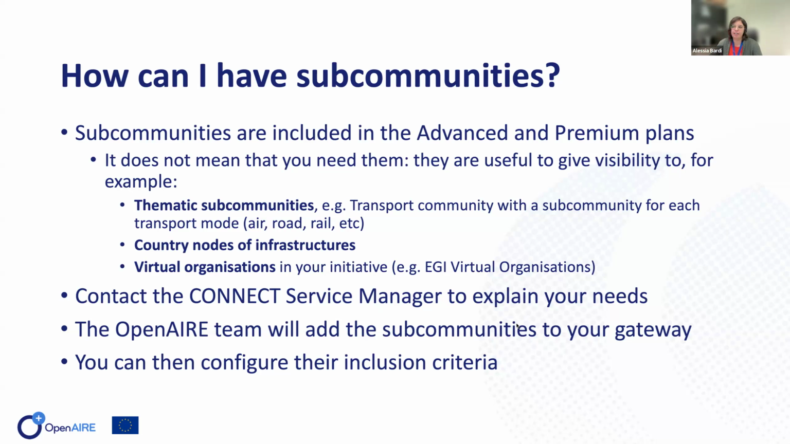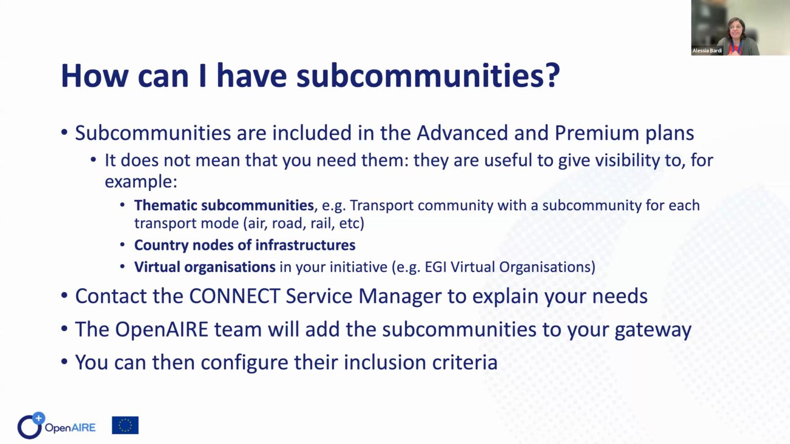We have different examples of these use cases. One is the one I added in the slide for the Be Open Connect Gateway, which is about transport research. This is a community that is involved in the SciLake project, and they wanted to have subcommunities based on different transport modes. So we can have a community for air transport, road transport, rail transport, and so on and so forth.